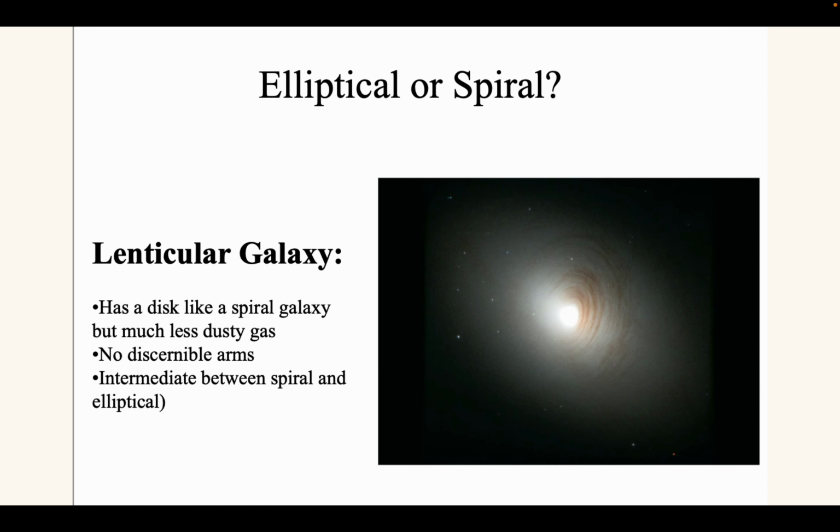And between elliptical and spiral, there is the lenticular galaxy, which has a disk like a spiral galaxy, but it contains very little dust lanes, and does not contain any kind of features. This is intermediate between spirals and ellipticals.